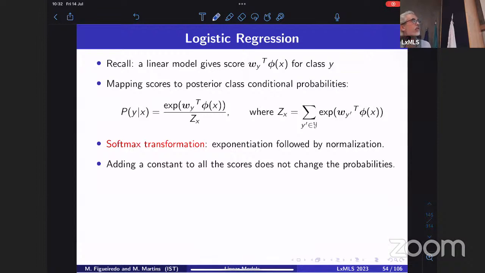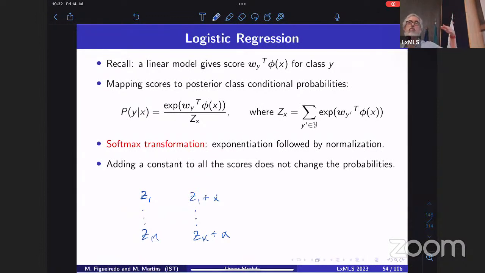So one very important property that we will use later on is what happens if you add a constant to all the scores? Suppose you have all the Z's, Z1 to ZK, you do these, and then you have Z1 plus alpha, ZK plus alpha. Does anything change? No, right? When you exponentiate, you add a constant to the exponent, it's like multiplying by the exponential of that. It appears in all of them. So it also appears in the sum, it cancels out, so it doesn't change. So the softmax transformation is invariant to the addition of a constant to all the scores.